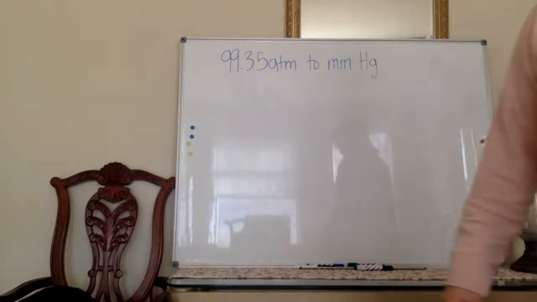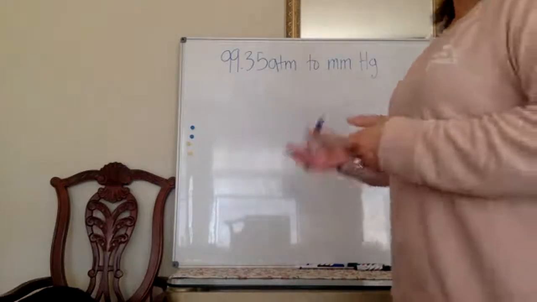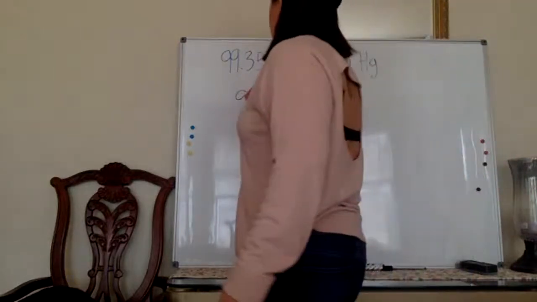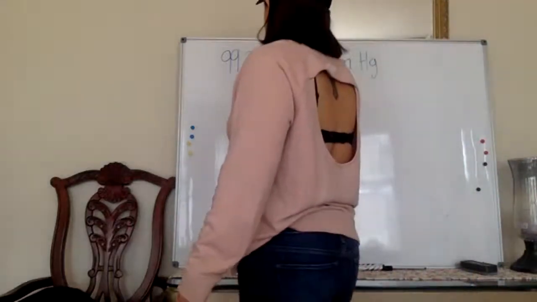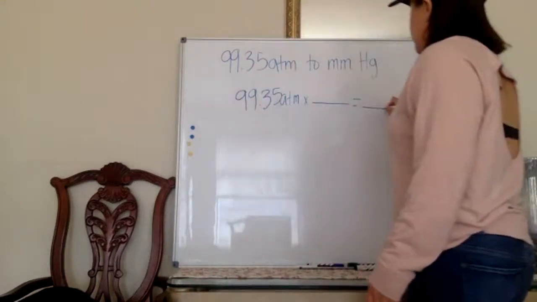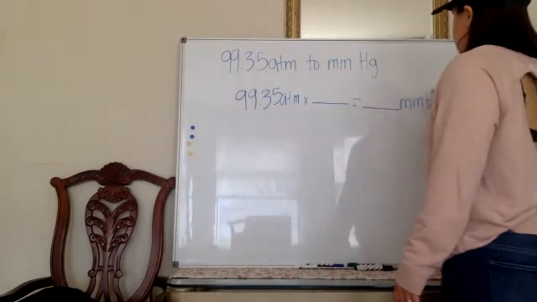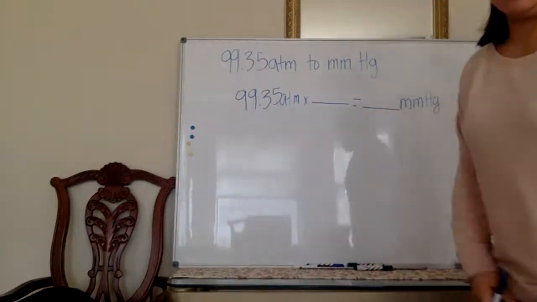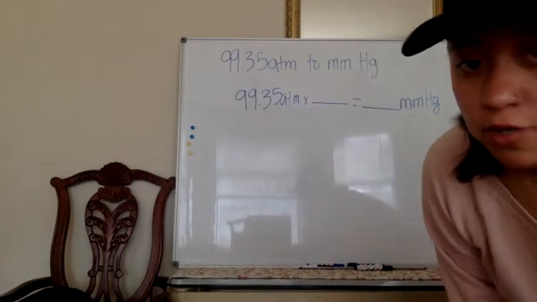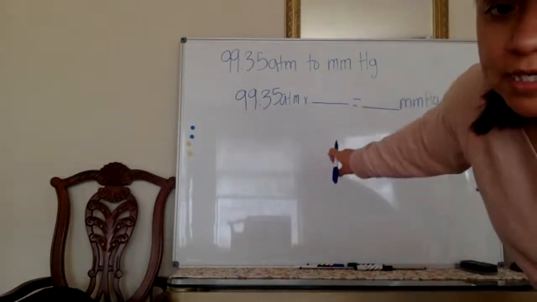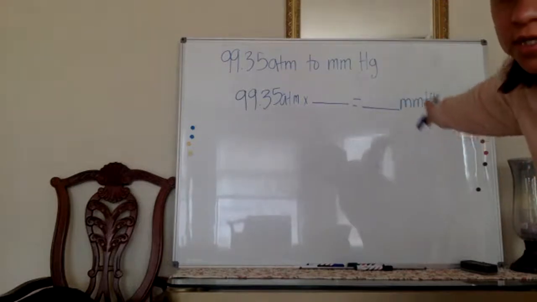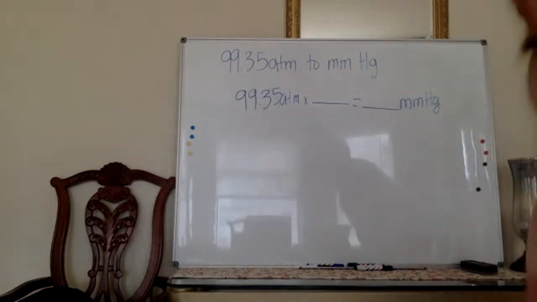Okay. This one, we would set it up like a proportion, just like we've done before. So we take what we have, which is 99.35 ATM. We're going to multiply it by a number so we can get the number in millimeters of mercury. So this is exactly like unit conversions. You want to know what units your final answer needs to be in, which is millimeters of mercury.